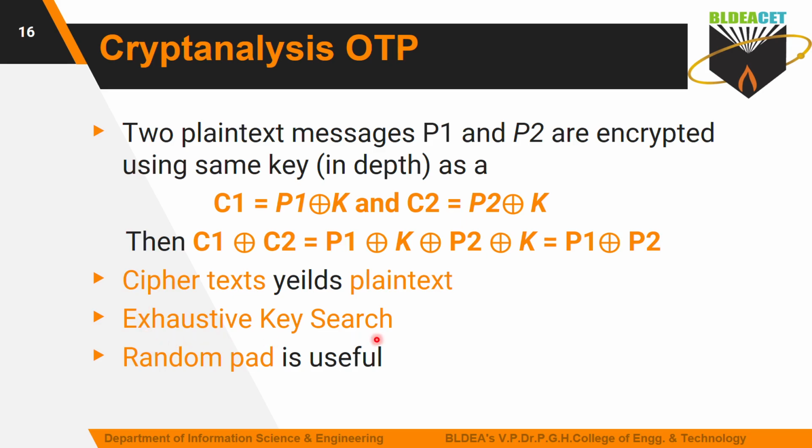The next one is exhaustive key search. Exhaustive key search is where, in sequence, you try to guess what the key is. You know what the ciphertext is, and with the help of this ciphertext you can try to guess what the plain text is. Yes, you can guess with the help of the exhaustive key search, that is, in sequence.